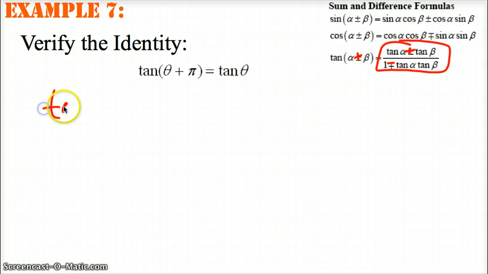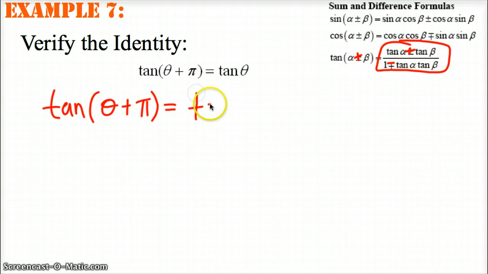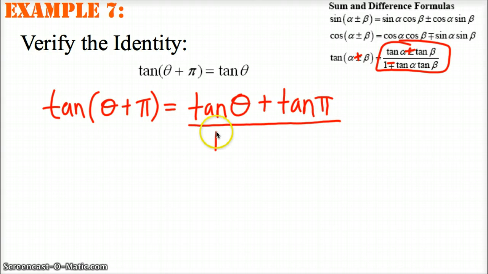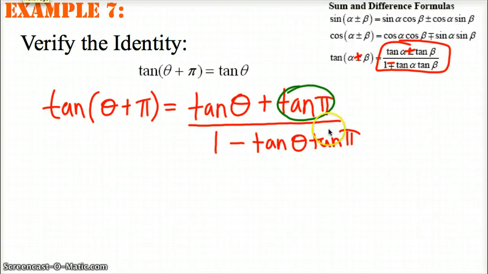So tangent of theta plus pi will equal the tangent of theta plus the tangent of pi all over 1 minus the tangent of theta tangent of pi. So let's think about what this means. According to our unit circle, the tangent of pi is just 0 because the slope at pi is 0. So this quickly simplifies the bottom to be 1 minus 0, because anything times 0 will be 0.